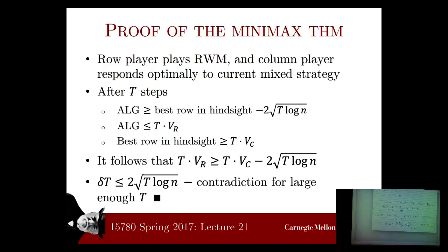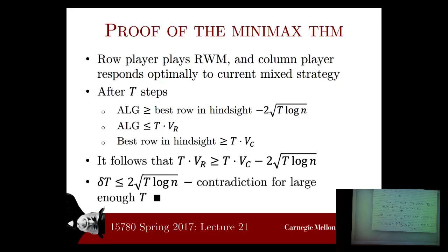So what we get is that T times VR is at least the algorithm. The algorithm is at least the best row in hindsight minus this additive term. The best row in hindsight is at least T times VC. So putting these inequalities together, we get T times VR is at least T times VC minus 2 times square root of T log n. Now we just move T times VR to this side and this thing to the other side. We get T times VC minus VR, which is T times delta. So you get that delta T is smaller or equal than our additive term. But this is something that is linear in T, and this is something that grows like square root of T. So for large enough T, this inequality can't be true. Okay?